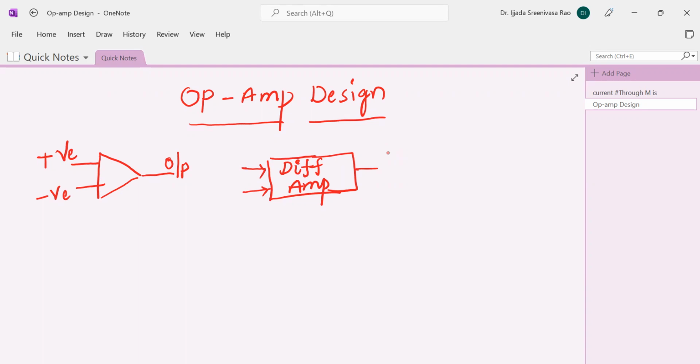The next stage after the differential amplifier may be one more gain stage, because whatever gain is produced by the differential amplifier is not that high, so one more gain stage is required. Then the output of the gain stage goes to the third stage, which I think is a buffer stage.